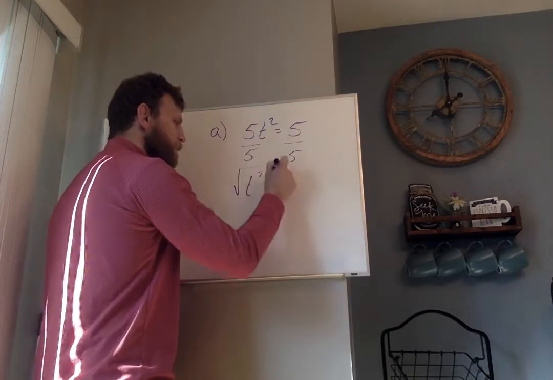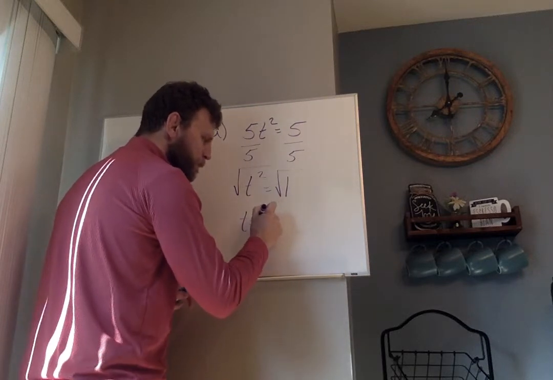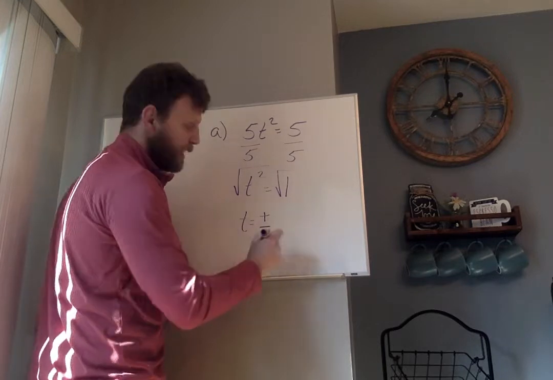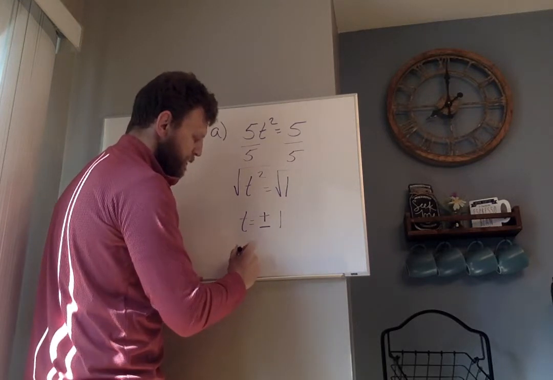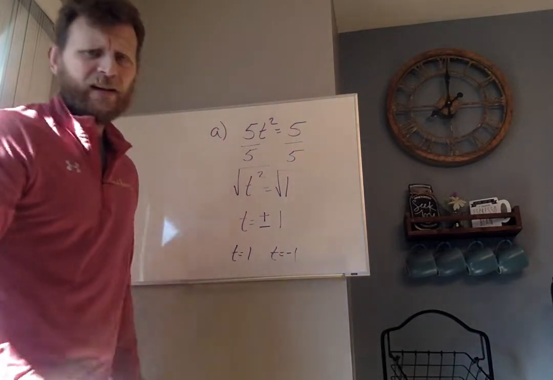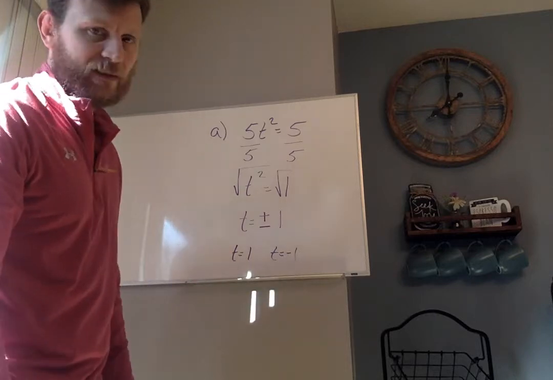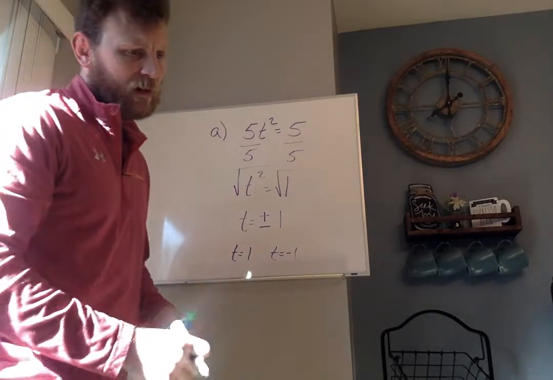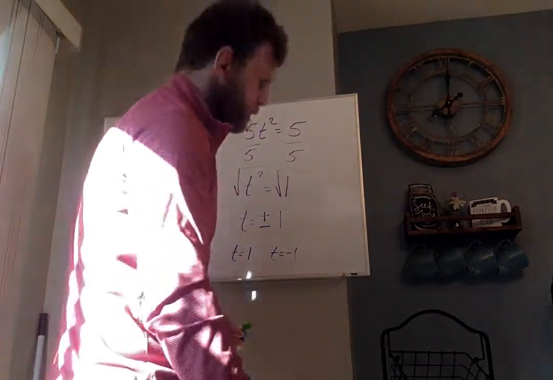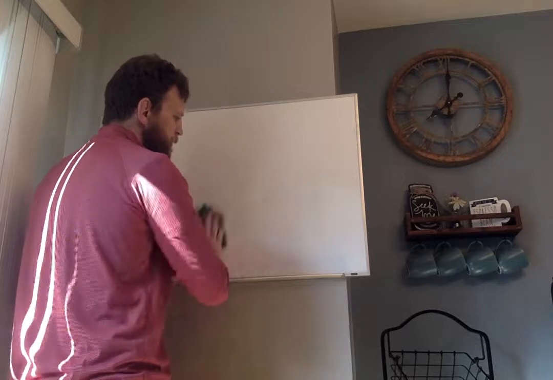So now I take the square root of both sides. So my answer is t equals plus or minus 1. That's how I typically write it, and that stands for these 2 things here. t equals 1 and t equals negative 1, and you can plug this back in to see if it is true, and of course it is. Now, with b, okay, let's look at b.